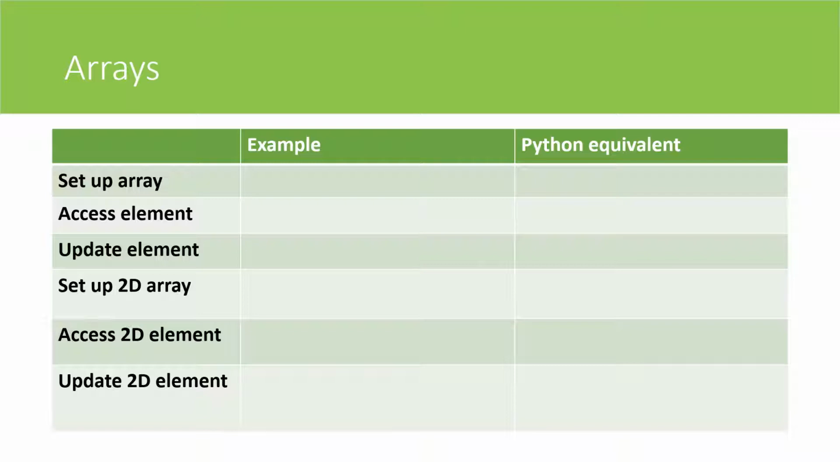So the first one is setting up an array. Setting up an array is very straightforward, similar to setting up a variable, except this time we have our square brackets here, much the same way as we actually do it in Python, and then we list our values we want to enter into the array. So in this case we're entering 1, 2, 3, 4 and 5 into our array, and our array then becomes A.